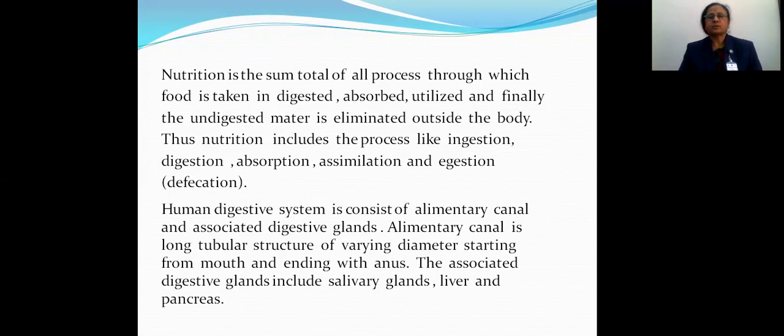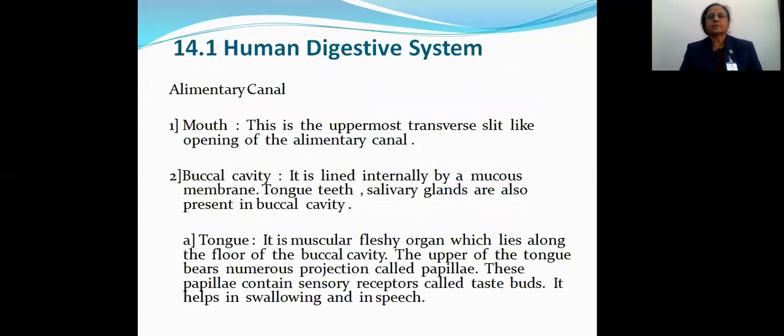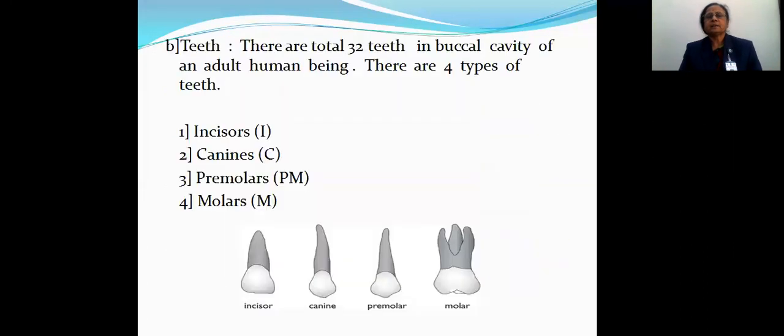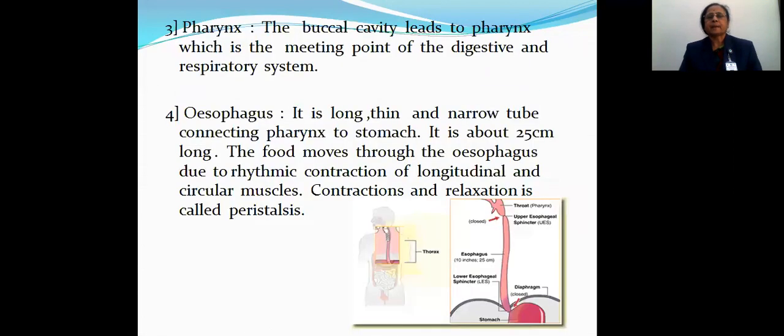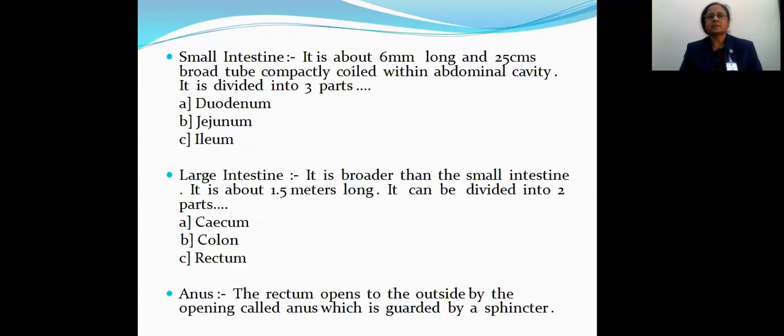So we study here the human digestive system. The human digestive system consists of the following parts. First part is the alimentary canal. The alimentary canal includes the mouth and buccal cavity. In the buccal cavity, tongue and teeth are present. Third part of the digestive system is the pharynx. Fourth part is the esophagus. Then stomach, small intestine, large intestine, and the last part is the anus. So we study this one by one.